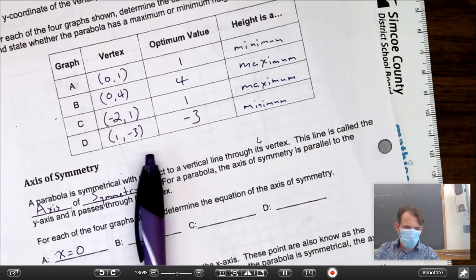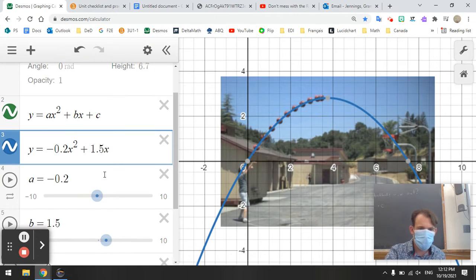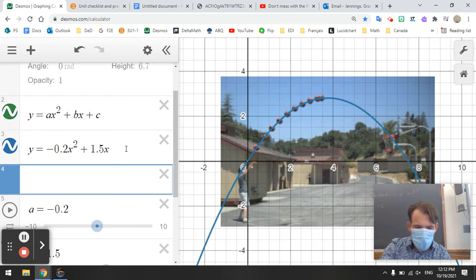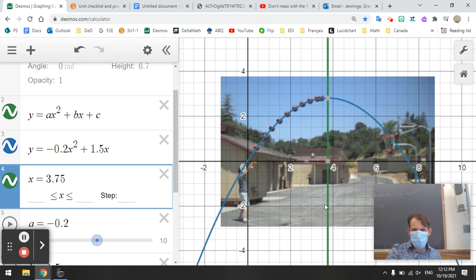So if I look at our other parabola that we had over here, we're going to go back to this one. Is this parabola symmetrical around the y-axis? No. If I reflect this in the y-axis, I get something different entirely. But its axis of symmetry is over here, the line x is equal to 3.75. So let's graph that line, x equals 3.75. Notice that is a line. It goes directly through the vertex.